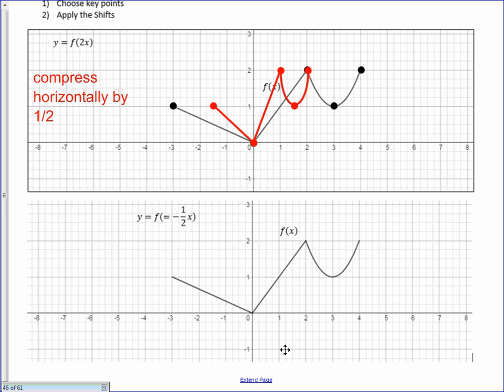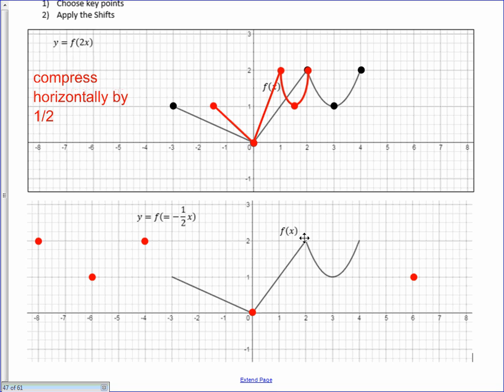Now, once again, I choose key points. So I choose the same key points. Now I look at what's going to happen. It's f of -1/2 x. So the 1/2 means we're going to stretch horizontally by a factor of 2, and the negative means flip over the y-axis. So I take each of my key points, I stretch it by a factor of 2 horizontally, and I flip it over the y-axis. So there's where my key points end up.